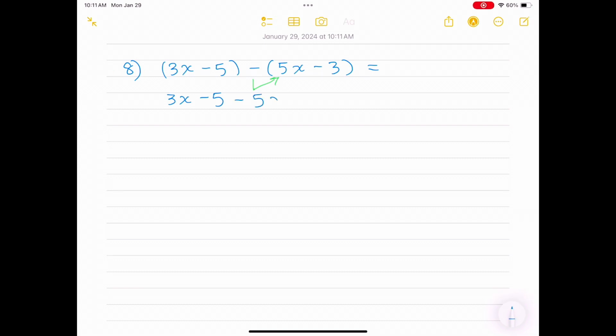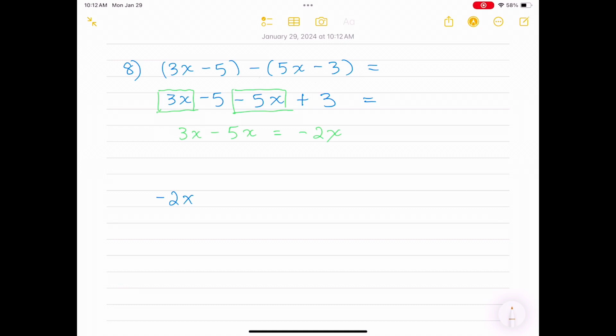And then for the second parenthesis, however, we need to use the negative sign to change the signs of the terms within the parenthesis. So 5x becomes negative 5x, and negative 3 becomes positive 3. Now that we've removed the parentheses, we can gather like terms. So 3x minus 5x simplifies to negative 2x, and we write that down to continue the problem.